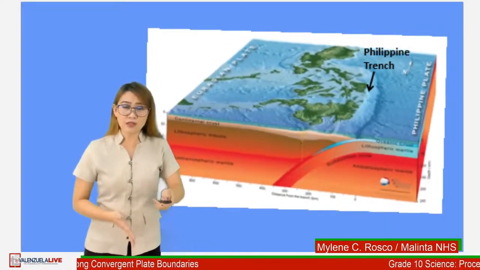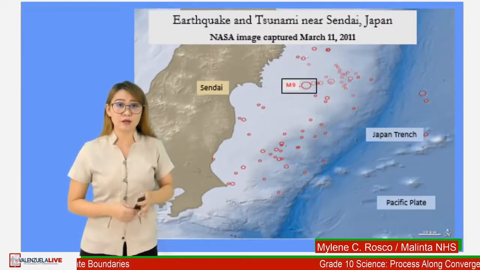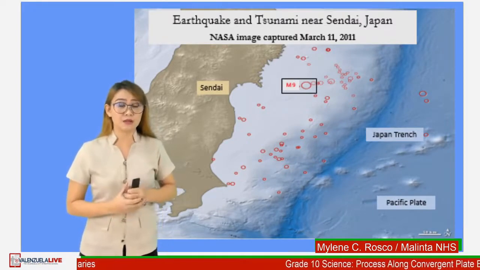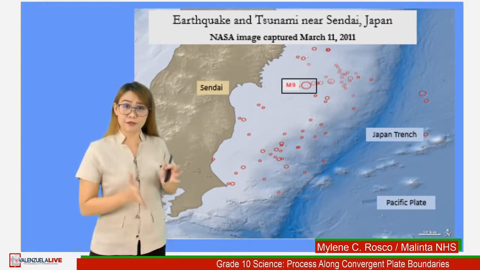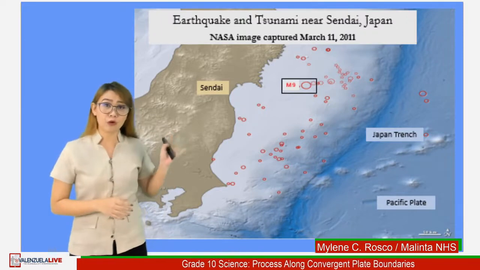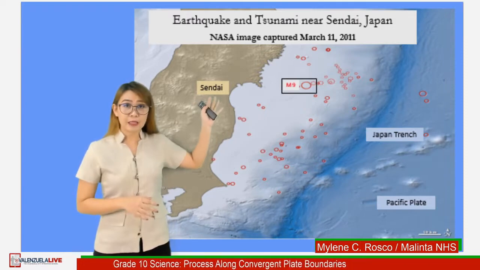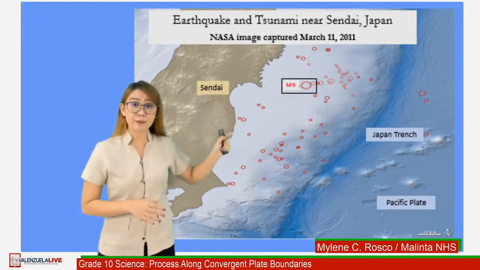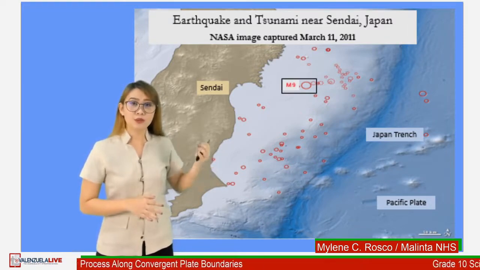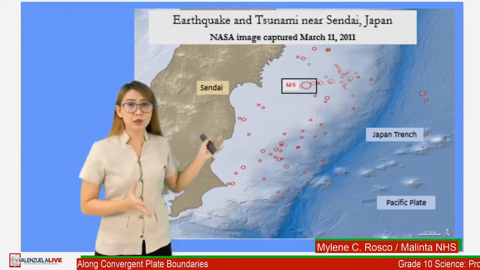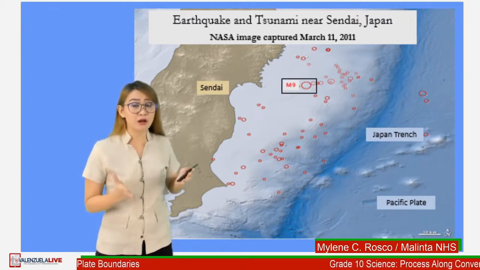Now, one example of an earthquake produced due to the collision of continental and oceanic crust is the magnitude 9 earthquake that struck Japan on March 11, 2011. The epicenter of this earthquake was recorded 130 kilometers west of Sendai, Japan, and the focus occurred 30 kilometers deep below the ocean floor of the Pacific Ocean. The event started with a powerful earthquake that caused widespread damage on land.